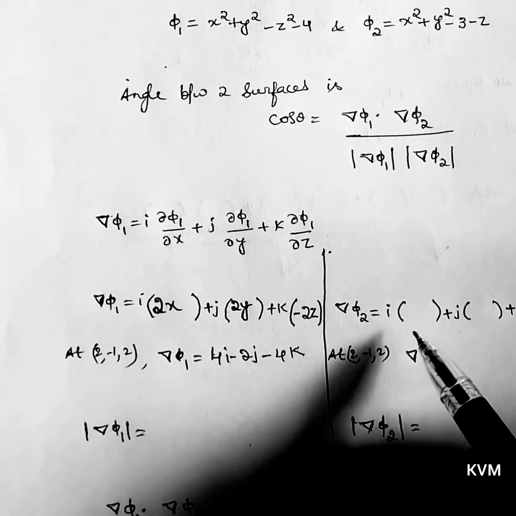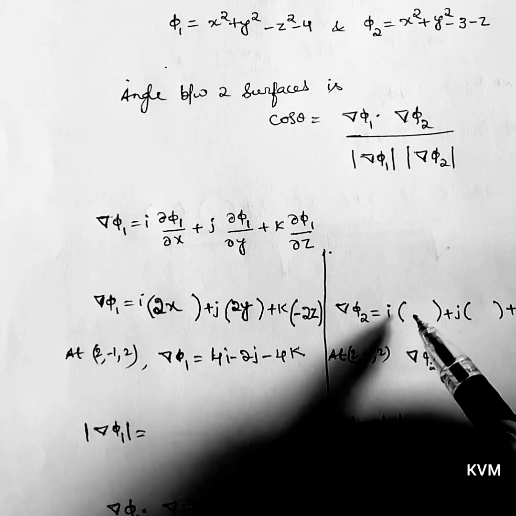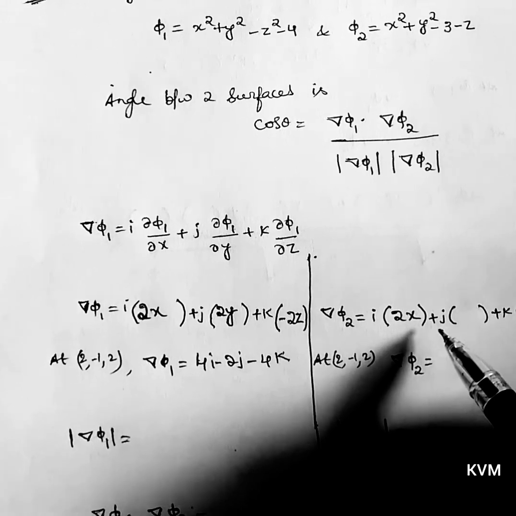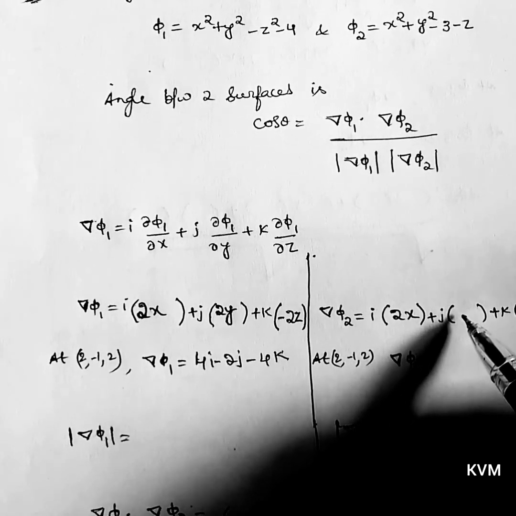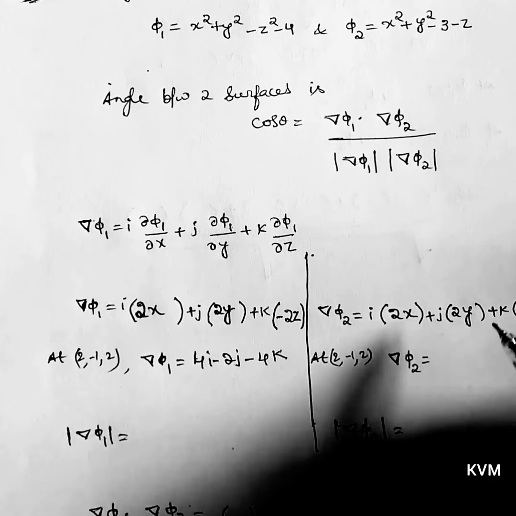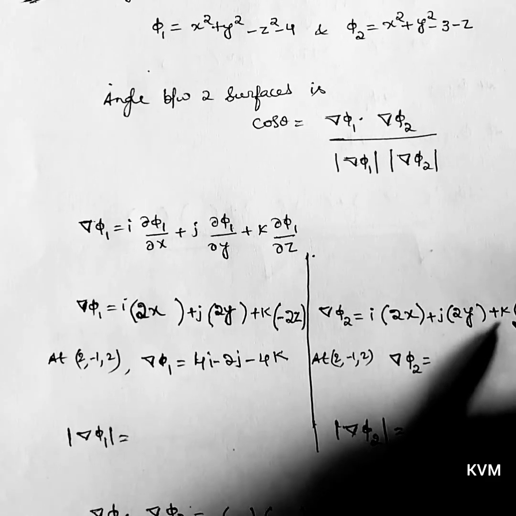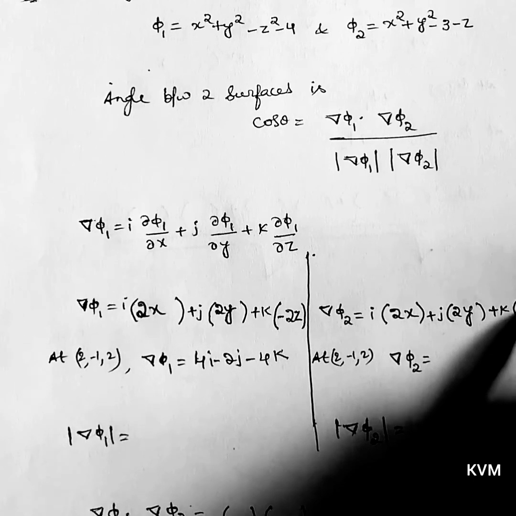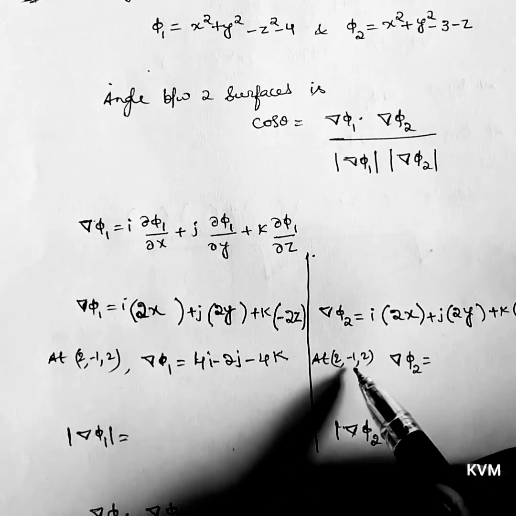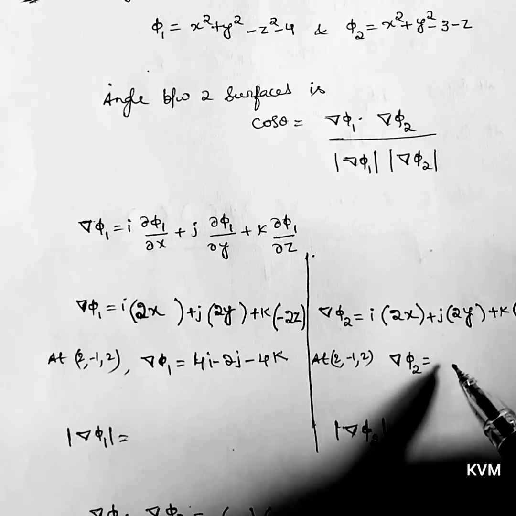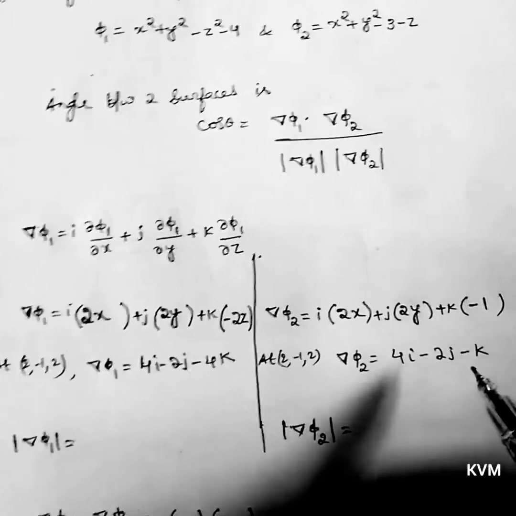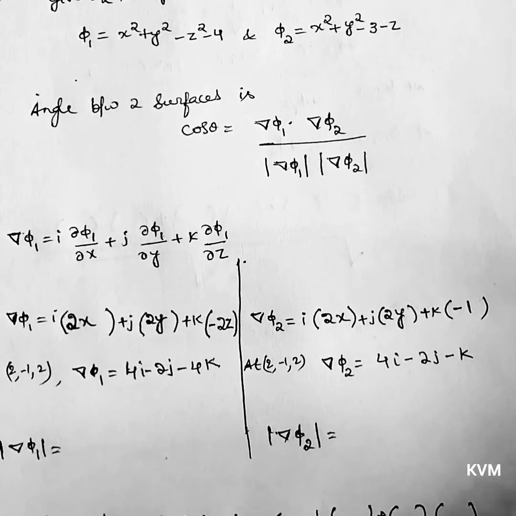So similarly del phi 2 is i into 2x, differentiate phi 2 partially with respect to x, plus j into differentiate phi 2 partially with respect to y, we get 2y, plus k into differentiate phi 2 partially with respect to z, we get minus 1. So at 2 comma minus 1 comma 2 del phi 2 is 4i minus 2j minus k.